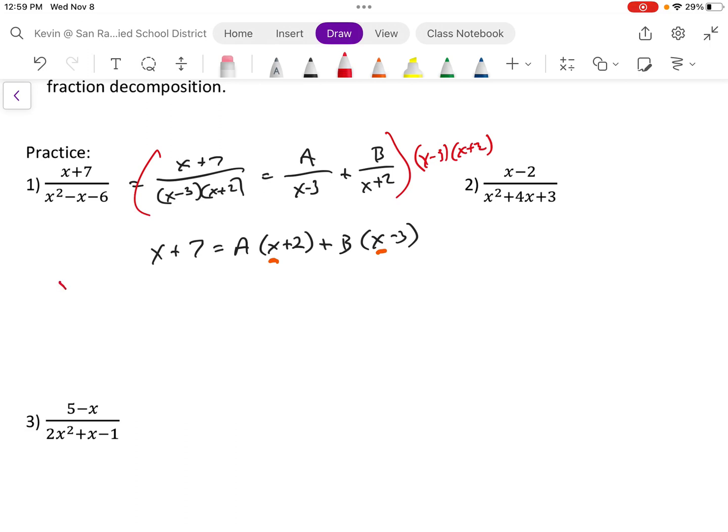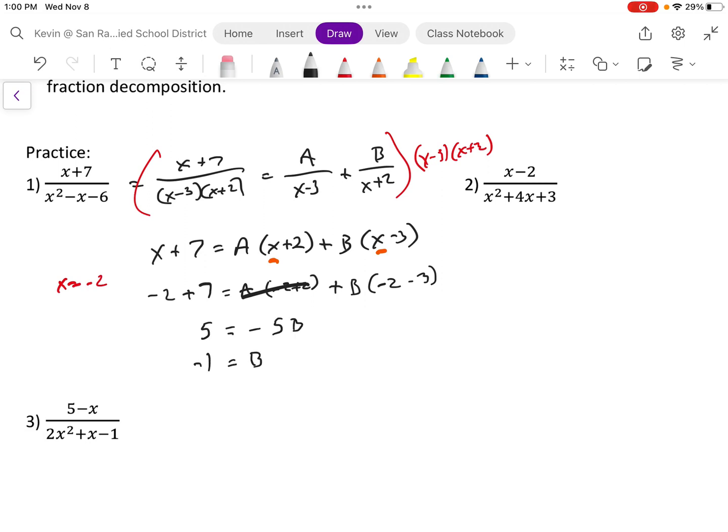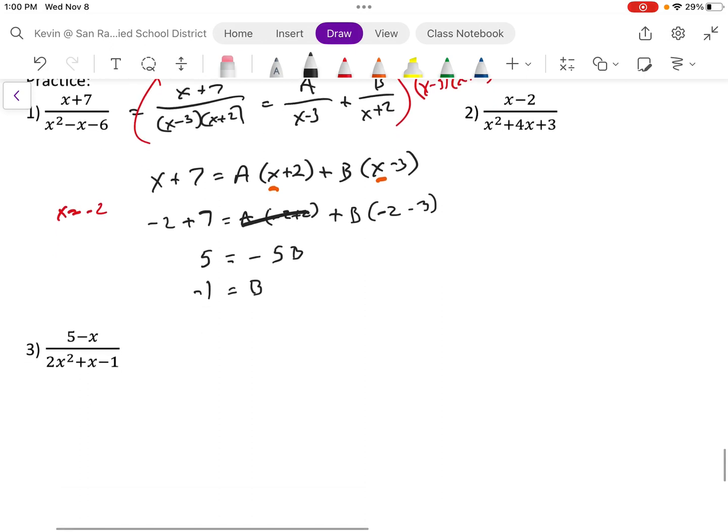So first I'll solve for b. If x equals -2, that's going to be -2 plus 7 equals a times (-2 plus 2). That's 0, right? So that gets rid of that. Plus b times (-2 minus 3). So I have 5 equals -5b. Therefore, b equals -1.